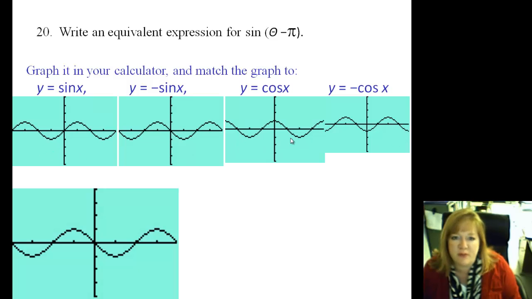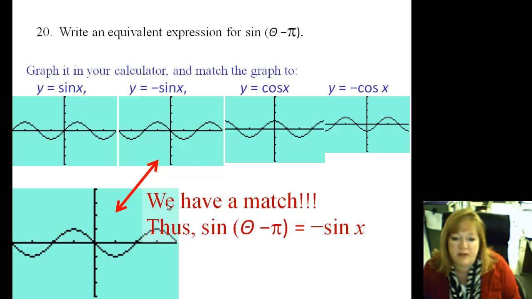You should be familiar with what each of these looks like, and you can see that we have a match right there. Negative sine x matches this graph. So the sine of theta minus pi is the same as negative sine x.